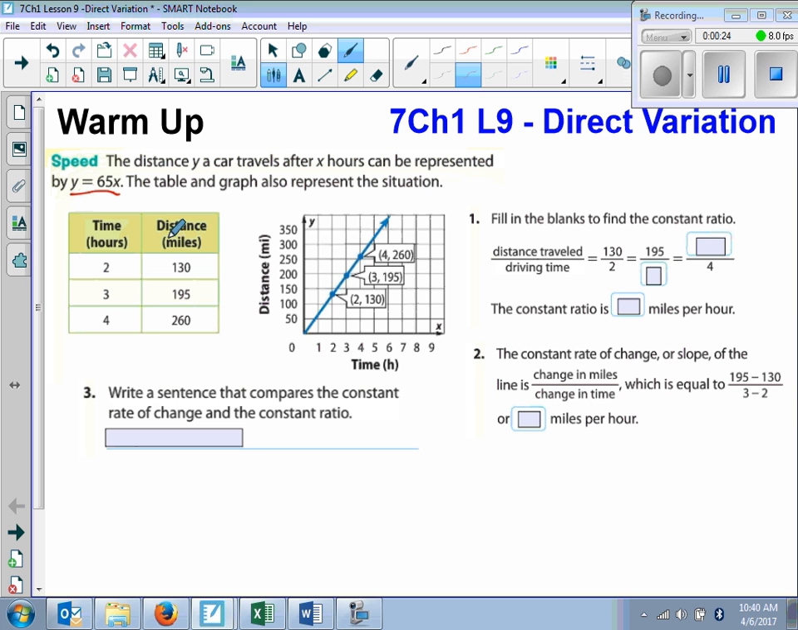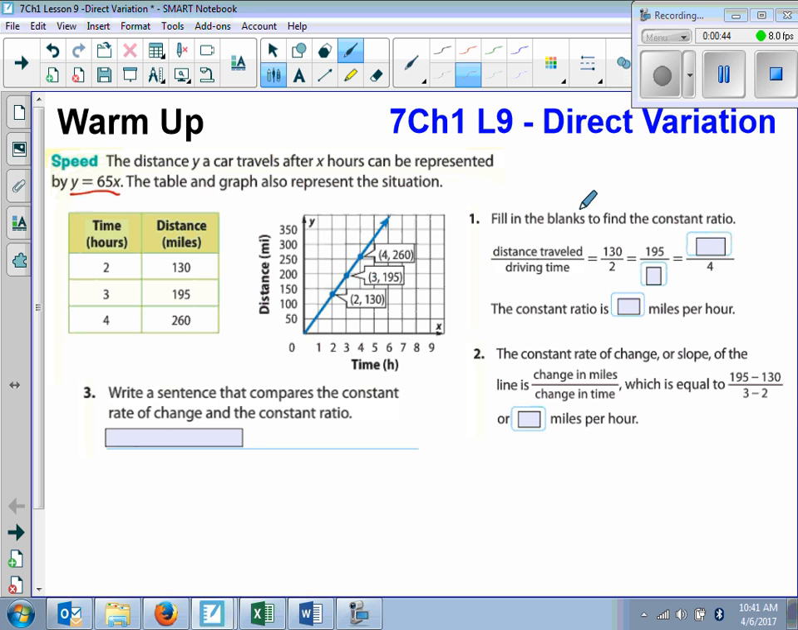So here is the table. If it was 2 hours, they would have driven 130 miles. 3 hours, 195, and 4, 260. And this is the graph. So we're graphing (2, 130), (3, 195), and (4, 260).